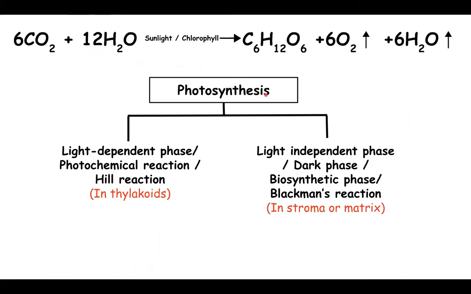Now, this photosynthesis process is divided in 2 phases. First phase is called the light dependent phase, the photochemical reaction, the Hill reaction, and this is taking place in the thylakoids. The second phase is called the light independent phase, the dark phase, the biosynthetic phase, or it is also called the Blackman's reaction. This takes place in the stroma or matrix.